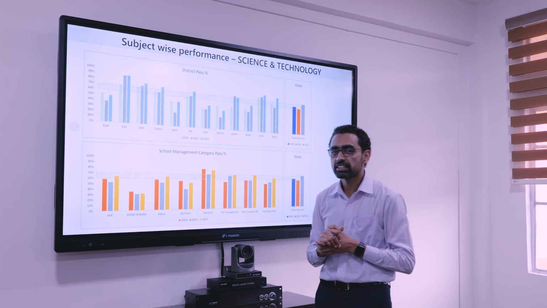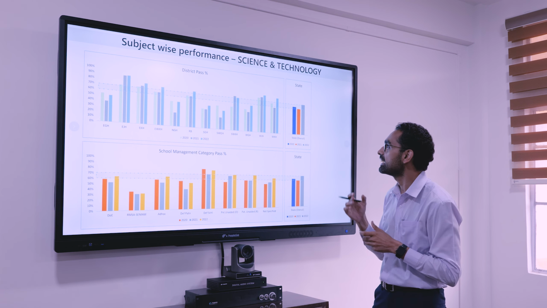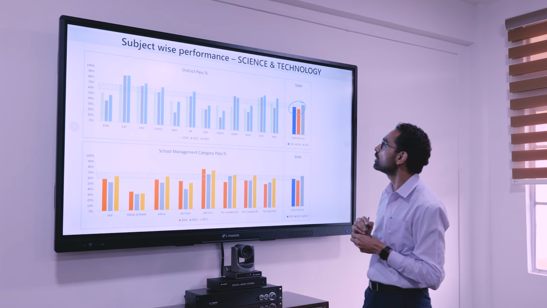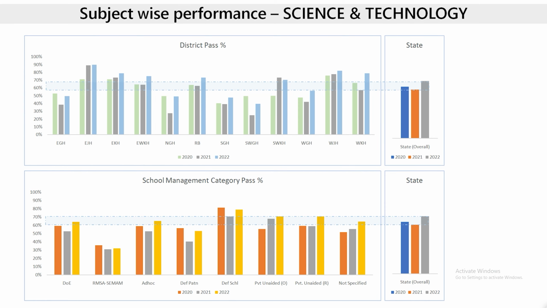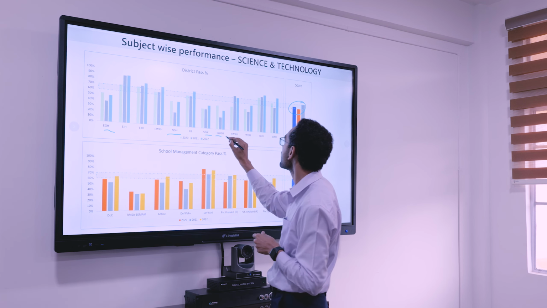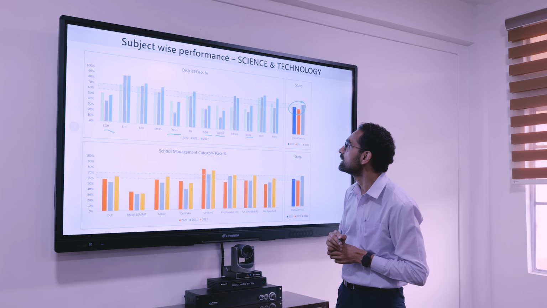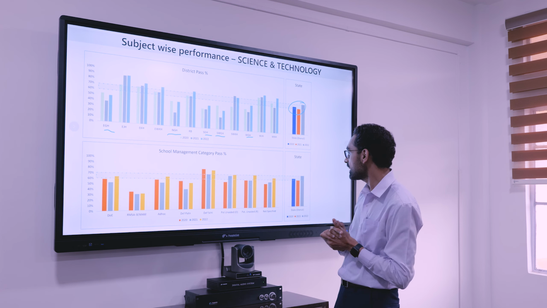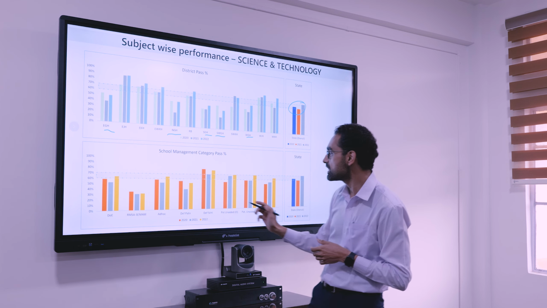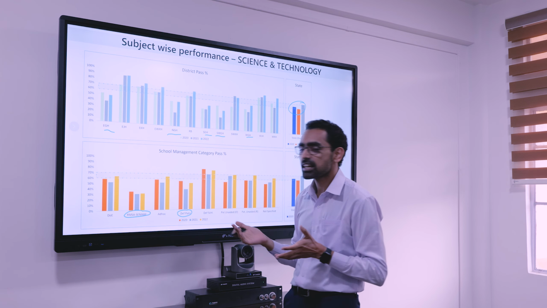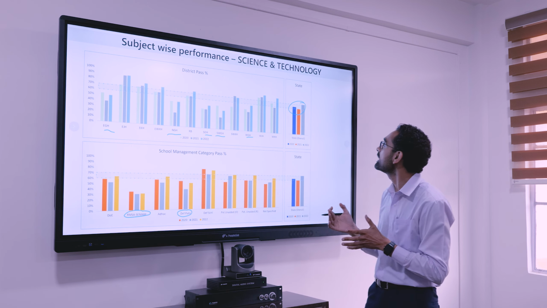Now moving on to the other subject, which is science. Here also, the pass percentage for the state is somewhere between 60 to 70, and we see the same kind of pattern, where the Garo Hills region is slightly lower compared to the other areas. When we move to the school management category, again the same pattern is seen, where the deficit pattern schools and the RMSA, which are the SSA schools, are performing badly.